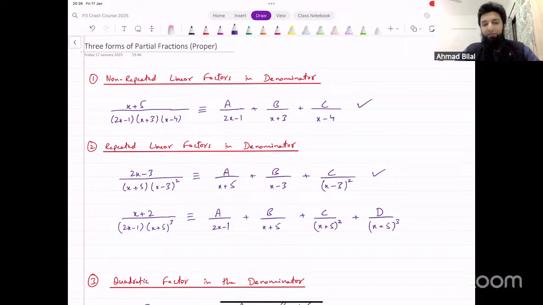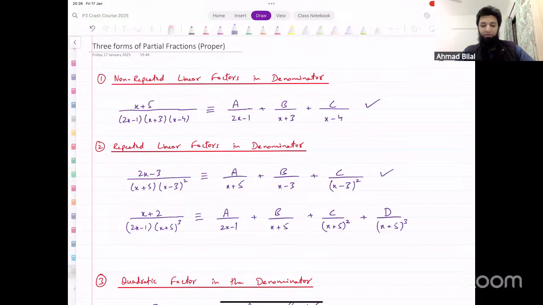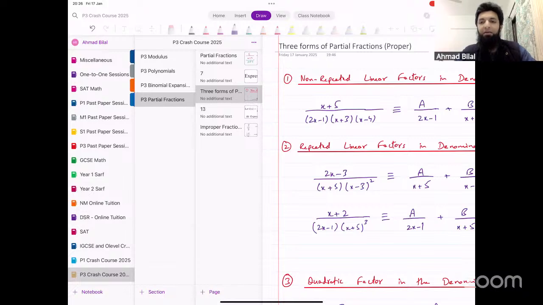So that's the first thing that you always have to check when you are finding partial fractions of something. You have to check if the fraction is proper or improper. You always have to do that. Okay. So these were forms for proper fractions. Now, what if you have an improper fraction instead? How do we deal with that? That's the question, right?